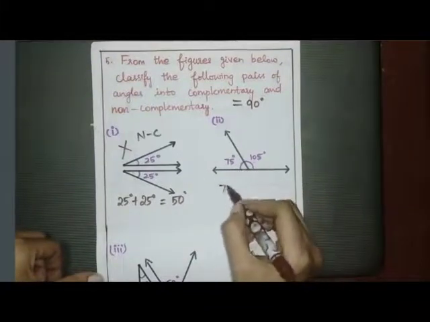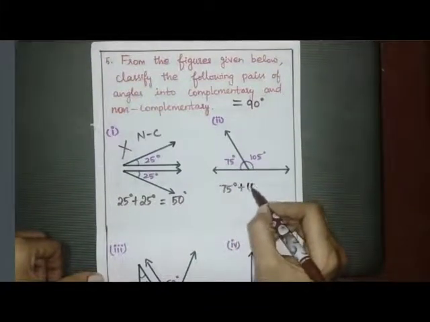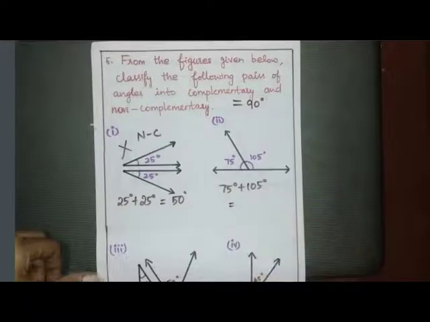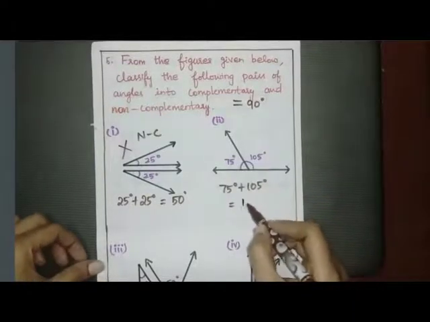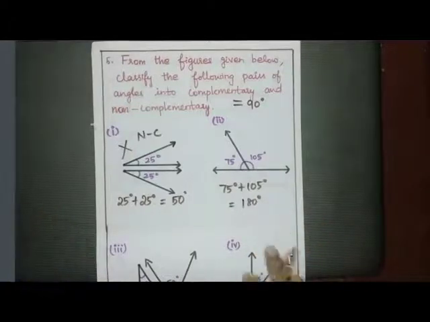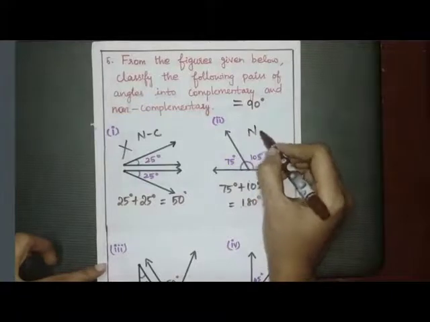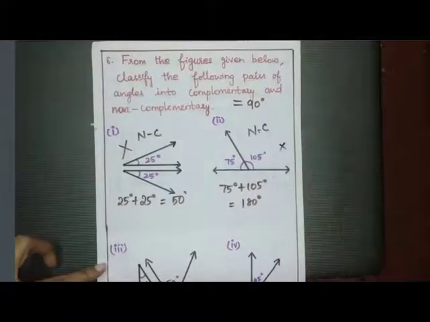Next one. 75 degree plus 105 degree. Add and tell me the answer. Yes, very good. 180 degree. But this one is not 90 degree. So non-complementary angle.